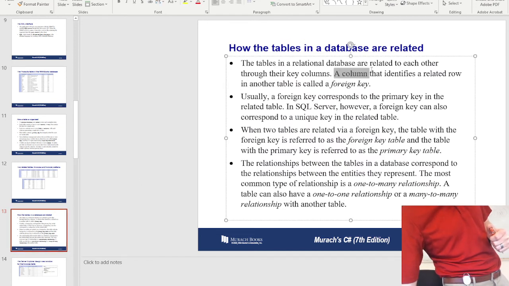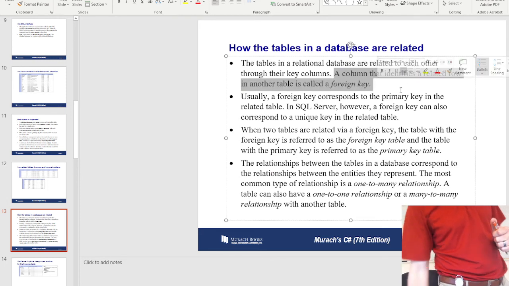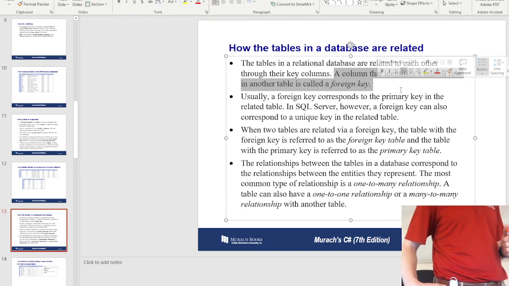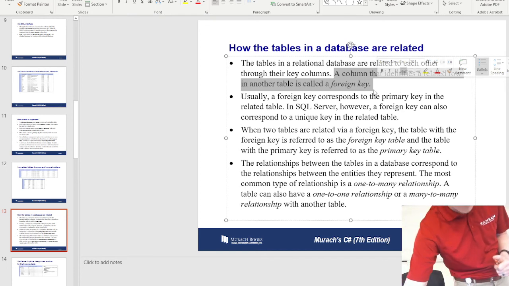A column that identifies a related row in another table is called a foreign key. I think you guys understand that now, at least if you've been paying attention, following along. I've been seeing some head nods. Yes, that should make sense.